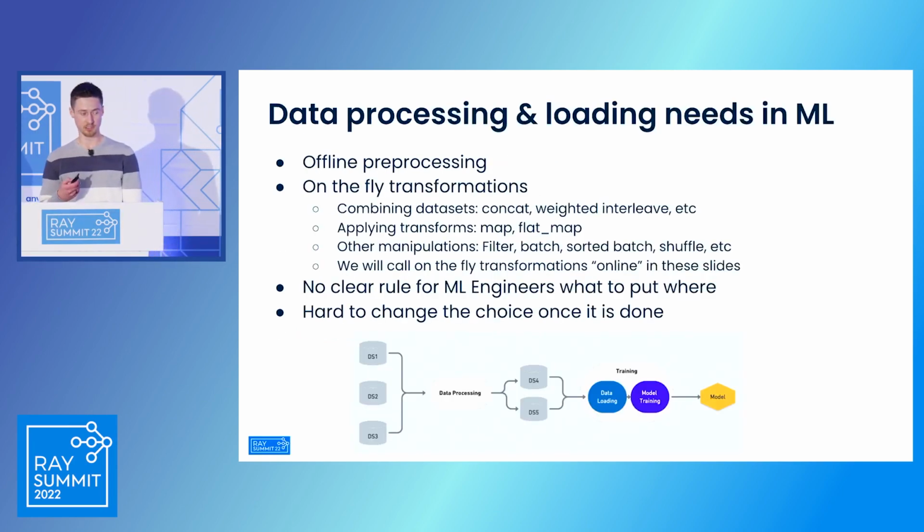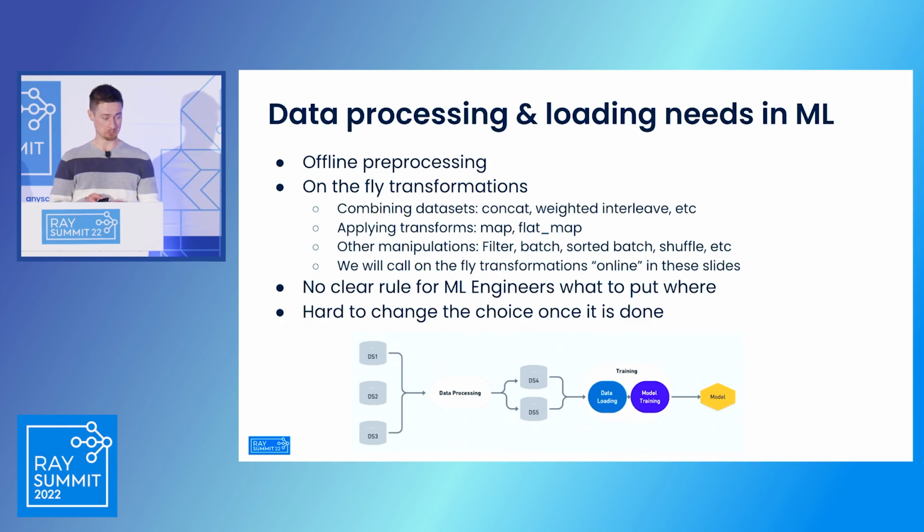These are general data processing needs for machine learning. You have mainly two kinds of data transformations. One kind, in the context of this presentation, we will be calling offline transformations. So a data processor step would normally take a few datasets in and produce one or a few datasets out.